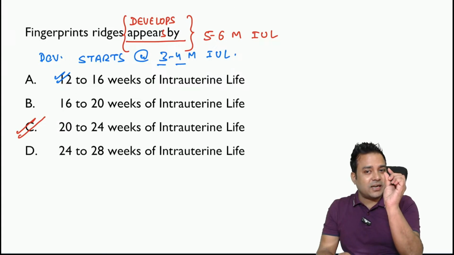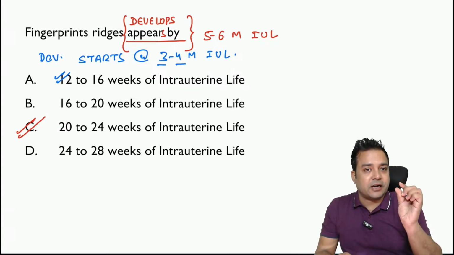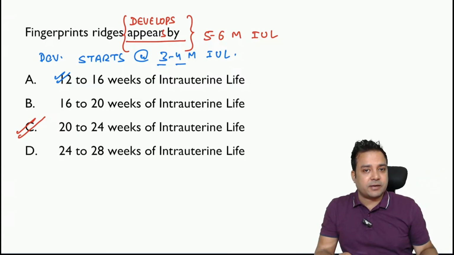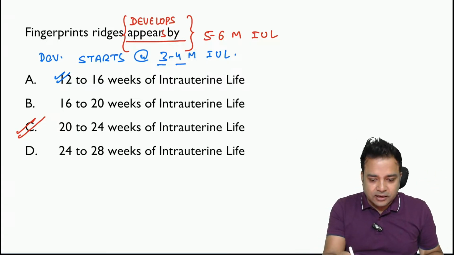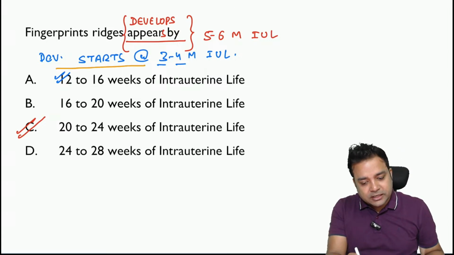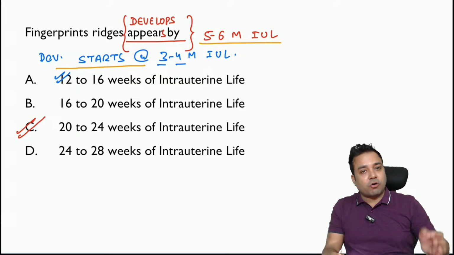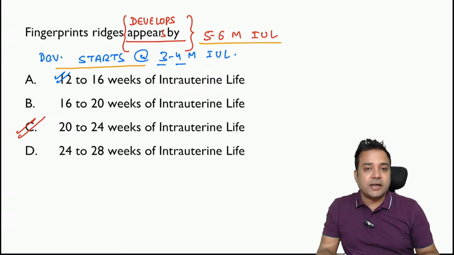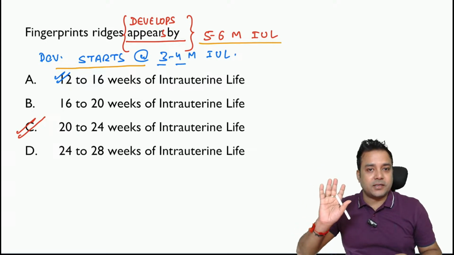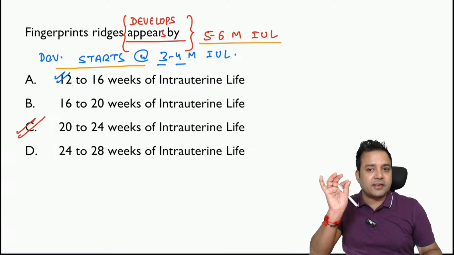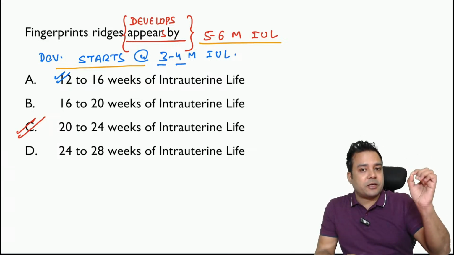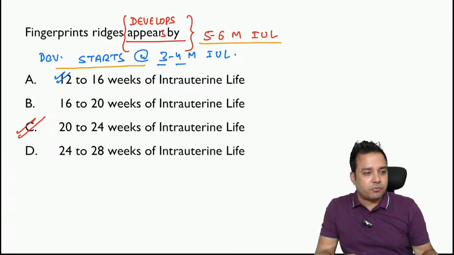So always read the lines very carefully, what is being asked. Actual framing of the question might be different in the actual exam. So just remember the facts: development starts at 3 to 4 months intrauterine life and development is complete by 5 to 6 months. So accordingly your answers will change. Appear by means the ridges are visible, and they are visible only once developed. If it is written like starts to appear by, then we can go with 3 to 4 months intrauterine life.